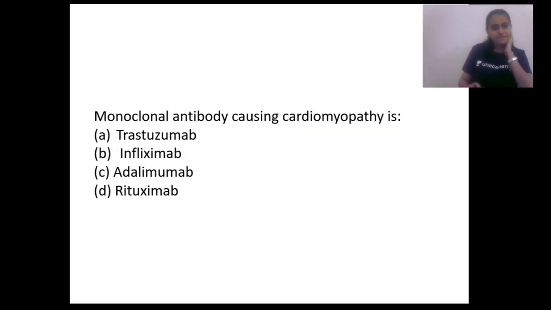Monoclonal antibody causing cardiomyopathy is trastuzumab. We have already seen this. Very good, Adnan. So, can you trust her? Otherwise, she will break your heart. Heart is cardiomyopathy. So, trastuzumab, a previously asked NEET exam question.